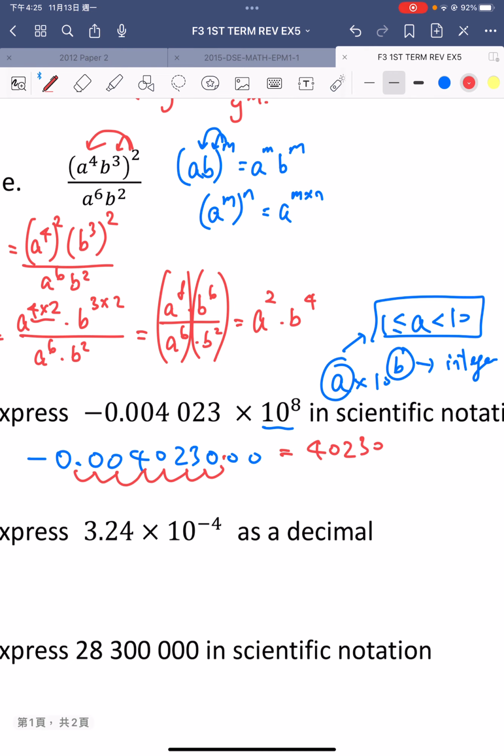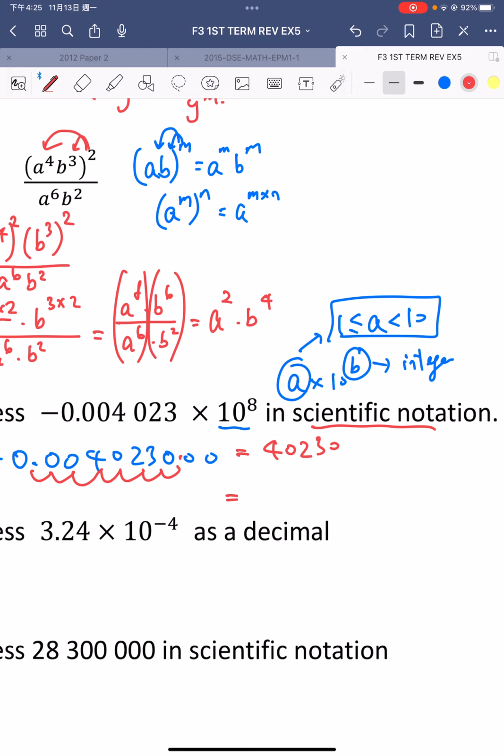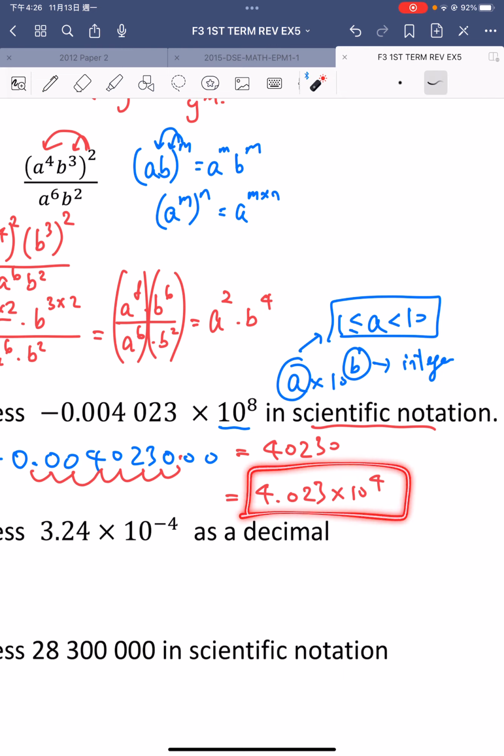Okay, but what we want is the scientific notation, so we want to write it as 4.023. Our dot should be here, but actually our dot is now here, so we have to move it back to the left. So 1, 2, 3, and 4. We make the dot go between the 4 and 0. As we move 4 times, we have to times 10 to the power of 4. So double check it: we have a number times 10 to the power of 4, and this power is a positive number, which means the number becomes larger, and actually it has become larger.